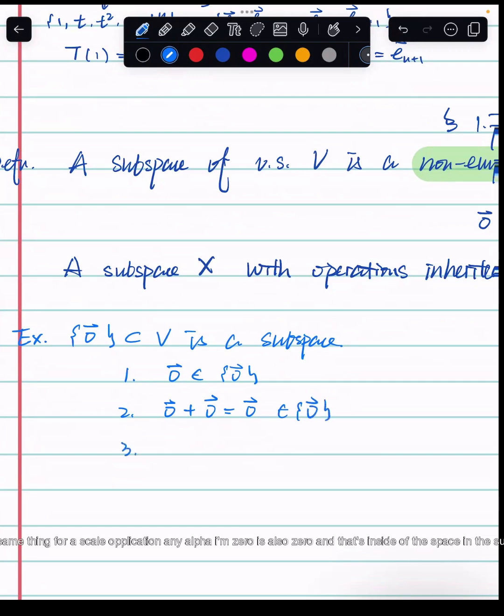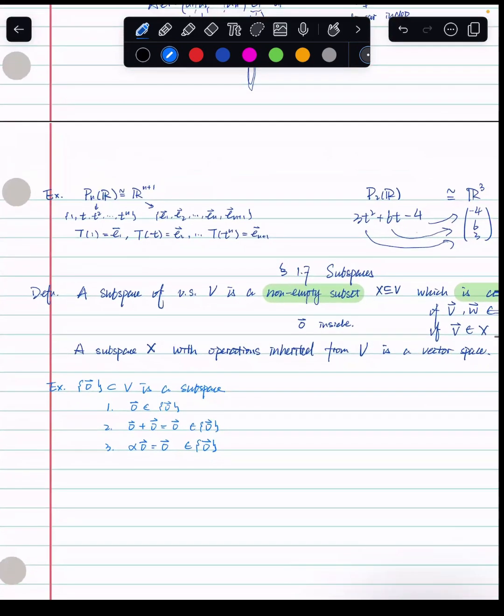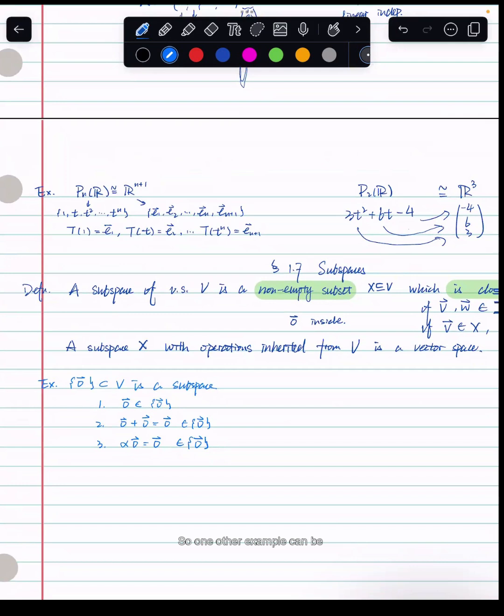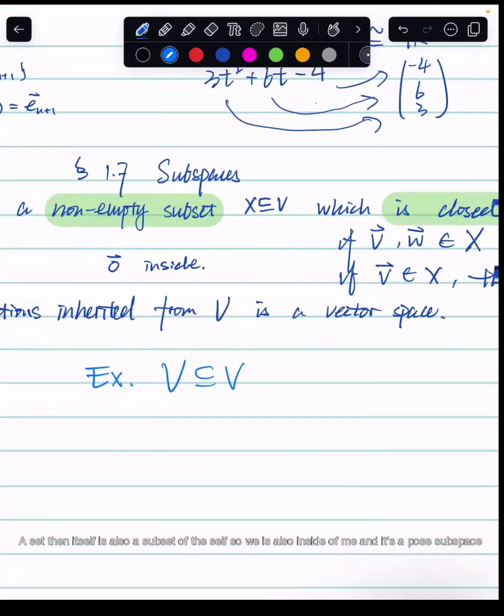Same thing for the scalar multiplication. Any alpha times 0 is also 0, and that's inside of this subset. So one other example can be the vector space V itself. Anything is a subset of itself. So if we have a set, then it is also a subset of itself. So V is also inside of V, and it's a subspace.